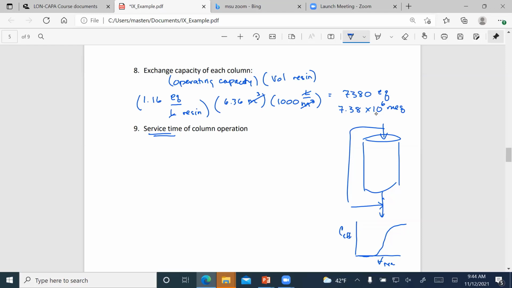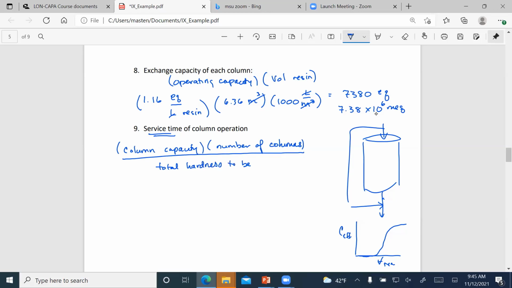What is the service time? It's the time that the flow is going through the system where we're actually obtaining treated water. And this is the column capacity times the number of columns divided by the total hardness to be removed per day.